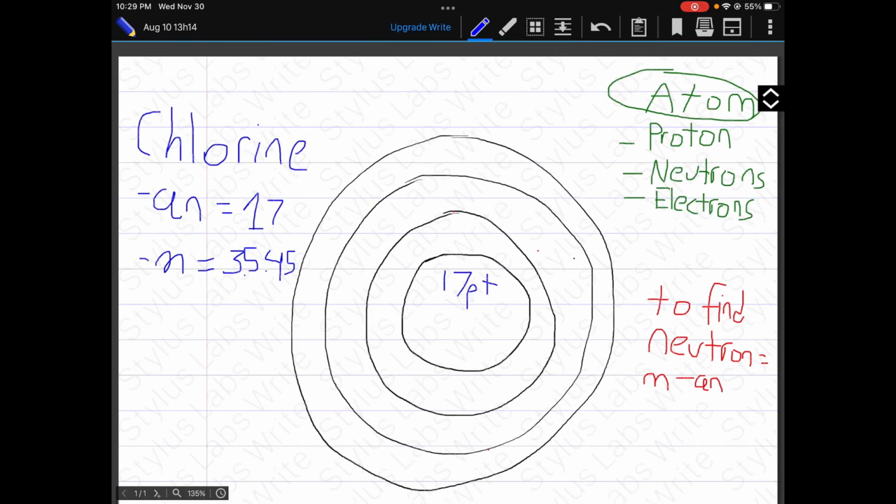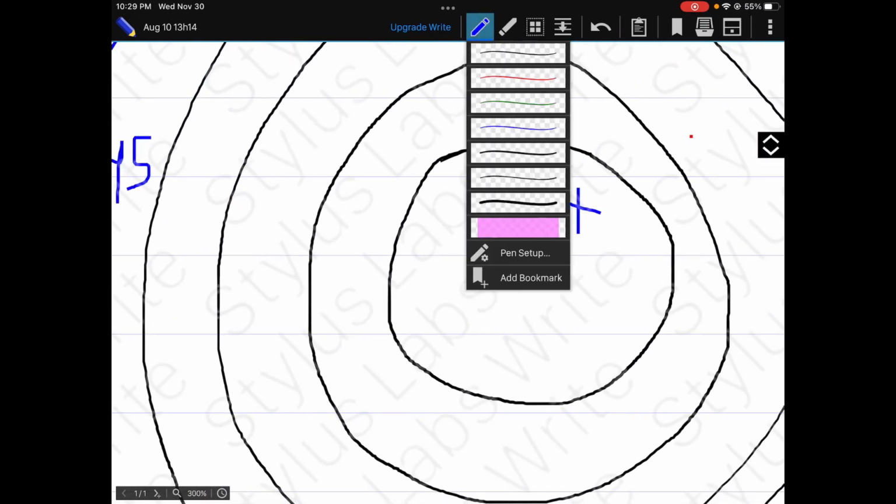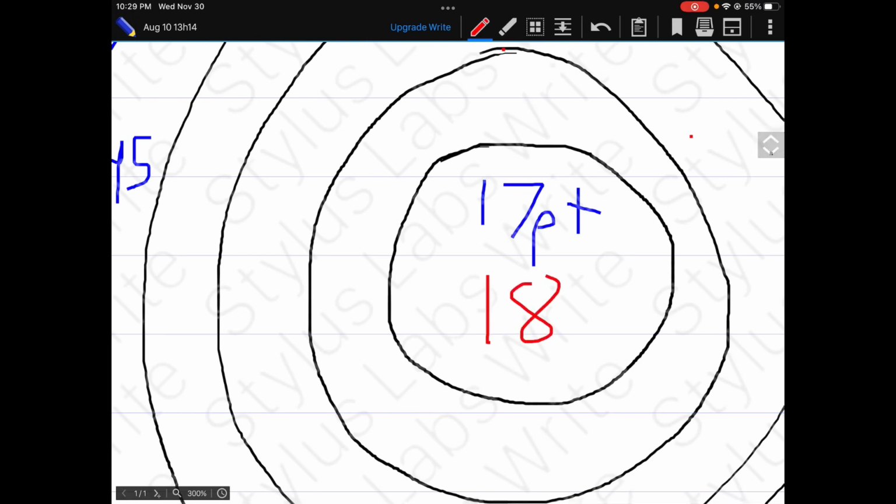And now we know that our mass is 35.45, which we can round to the nearest whole number, which would be 35. And then we can do the mass minus the atomic number, which would be 35 minus 17. 35 minus 17 is equal to 18. So now we know that we have 18 neutrons.